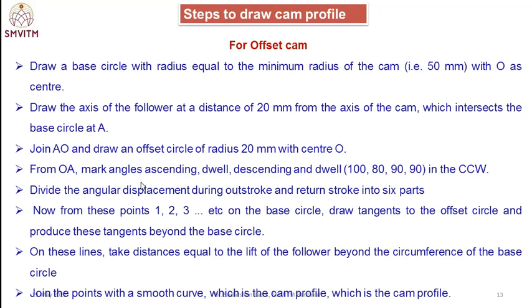Then from OA, mark the angles of ascending, dwell, descending and dwell, in the anti-clockwise direction, since the cam rotates in the clockwise direction: 100, 80, 90, 90. Then divide the angular displacement of the outstroke and return stroke into 6 parts. From these points draw tangents to the offset circle and extend these tangents beyond the base circle. On these lines take the distance equal to the lift of the follower beyond the circumference of the base circle. Since it is a knife edge follower, join these points with a smooth curve. This is the required cam profile.